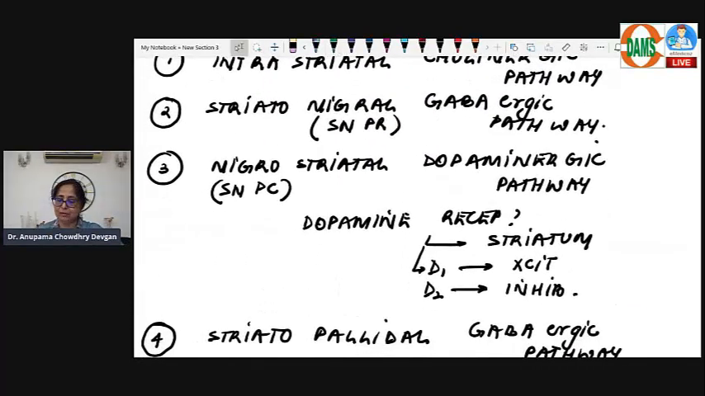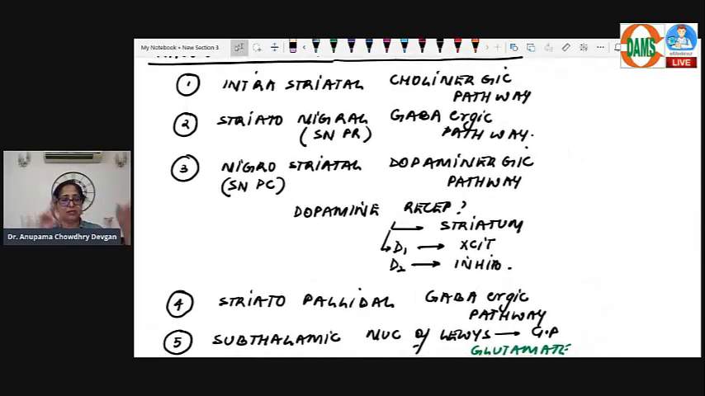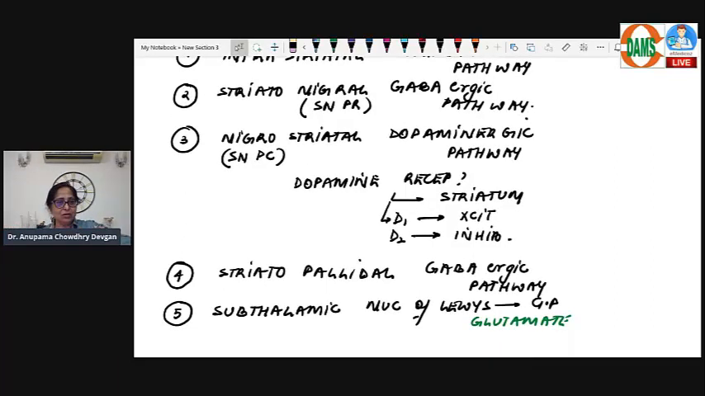Intrastriatal cholinergic pathway. Striatonigral, from the striatum to the substantia nigra, is a GABAergic pathway. Nigrostriatal, from substantia nigra pars compacta to striatum, is dopaminergic. In other words, dopamine receptors are present on the striatum, and there are two types: D1, which is excitatory, and D2, which is inhibitory. Striatopallidal, from the striatum to the globus pallidus, is a GABAergic pathway. From the subthalamic nucleus of Luys to the globus pallidus, this is a glutamate pathway.